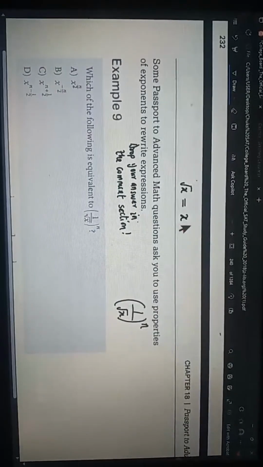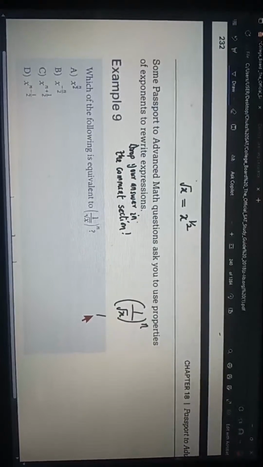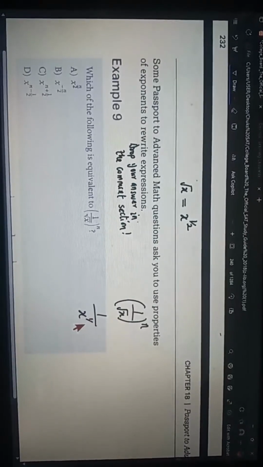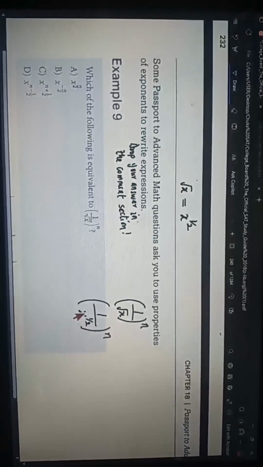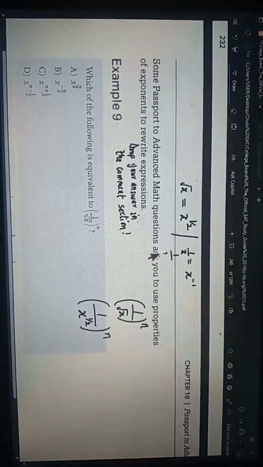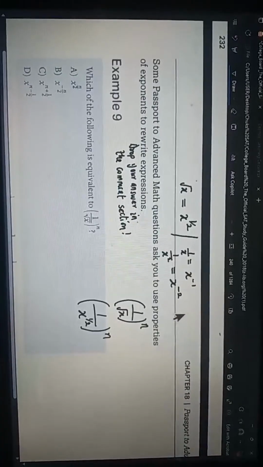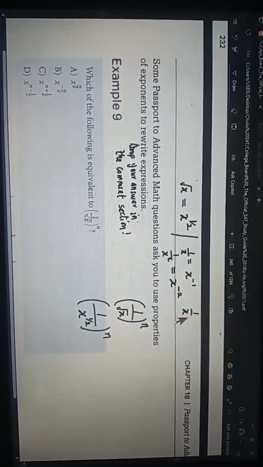Root x can also be expressed as x to the power 1 over 2 in index form, right? So that becomes 1 upon x to the 1 over 2, then all to the power n. Perfect. From this point, you should also remember that if we have 1 over x, it can be expressed in index form as x to the negative 1. If we have 1 over x squared, it can be expressed as x to the negative 2. If we have 1 over x cubed, it can be expressed as x to the negative 3.